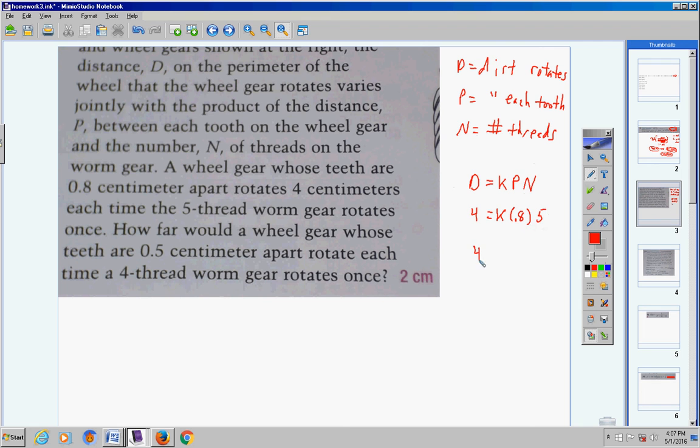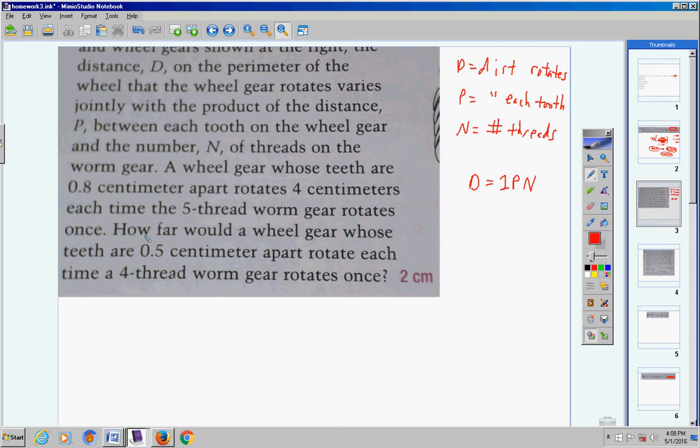So we have 4 equals 0.8 times 5 times K, and 0.8 times 5 is 4. So we have 4K. Divide both sides by 4. And 1 equals K. So now I know what K equals. K equals 1. So right here where K is, I can put a 1 there.